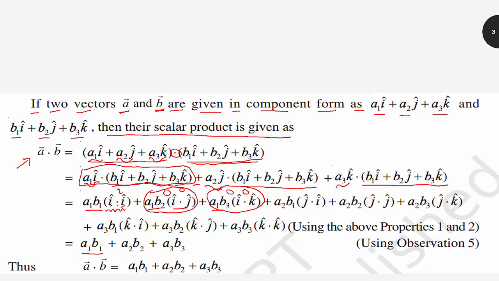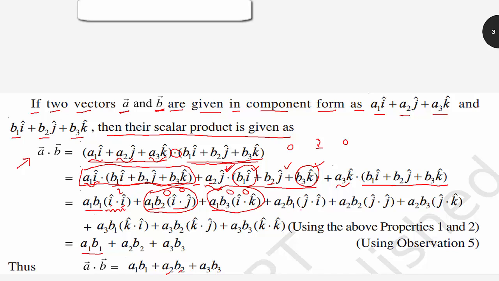i cap dot i cap is 1. In the same way, j cap dot i cap gives you 0, j cap dot j cap gives you 1, and j cap dot k cap gives you 0. That means this term and this term are going to be 0 and you are going to have a2 into b2. See this term, a2 into b2. Clear? They have already written here i cap dot k cap.